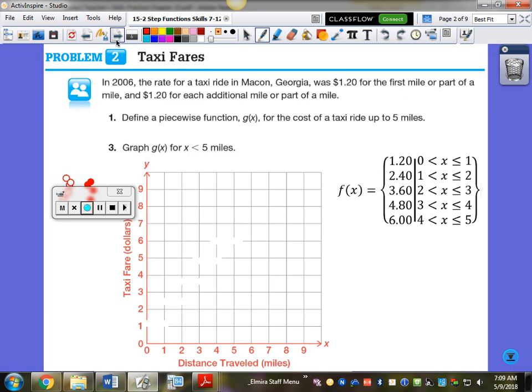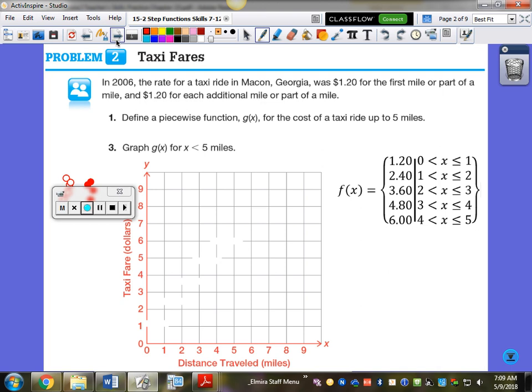So here's one example we'll use. In 2006, the rate for a taxi ride in Macon, Georgia was $1.20 for the first mile or a part of a mile, and $1.20 for each additional mile. So step functions are used for situations where you can ride in a taxi for 4.3 miles, but they're not going to figure out that 0.3 of a mile. You're just going to pay the next mileage up.